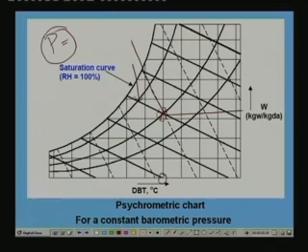If you need to know the properties, you need to know the barometric pressure plus any other two properties. Once you have these three properties, you can find the rest of the properties using a psychrometric chart.